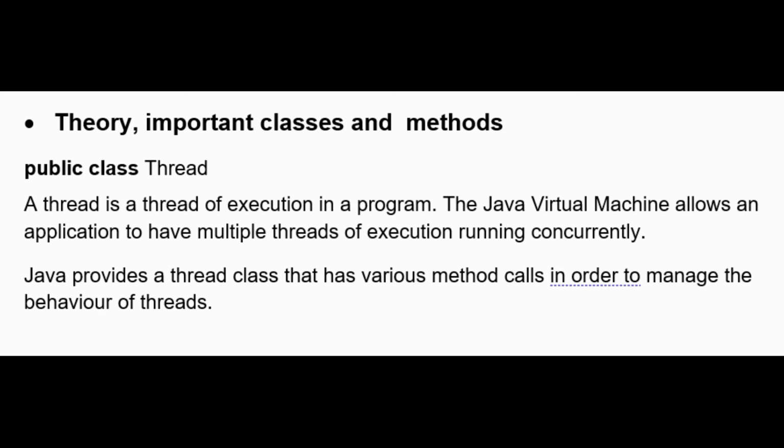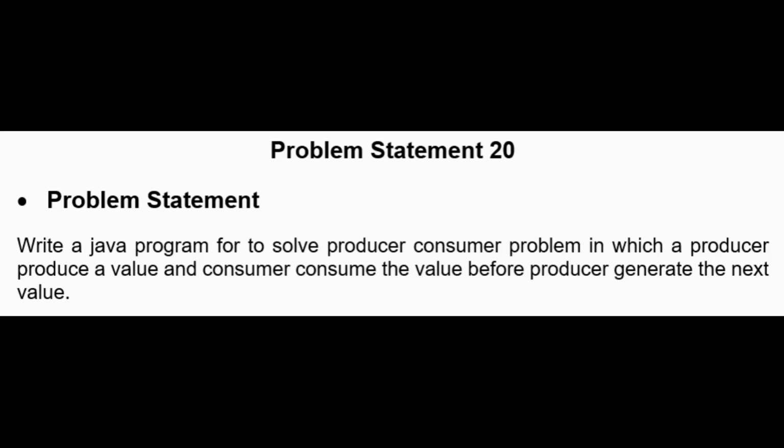This is the first experiment of thread creation in Java, and now we are going to look at the second experiment you have to do. Problem statement 20: write a Java program to solve a producer consumer problem in which a producer produces a value and the consumer consumes the value before the producer generates the next value. I'm going to read it again. You have to understand, guys. Write a Java program to solve the producer consumer problem in which a producer produces a value and the consumer consumes the value before the producer generates the next value.